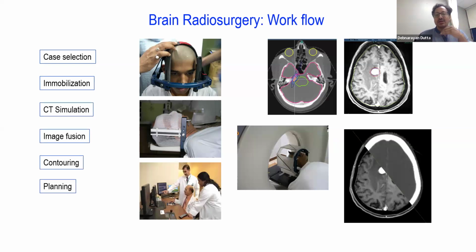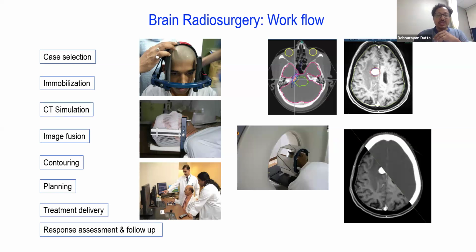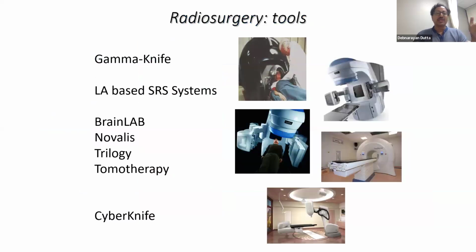The planning and contouring are done, and the treatment is done on the second day, usually. So it is not like gamma knife, where the treatment is done in a single day. Here, the treatment is done in 2 days. One day is for preparing the patient and the next day for delivering the treatment. So it becomes more comfortable for the patient.